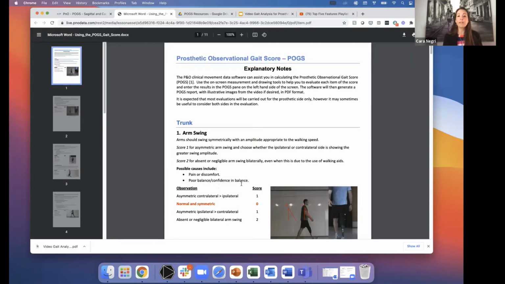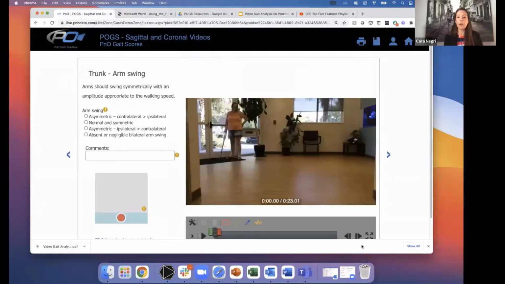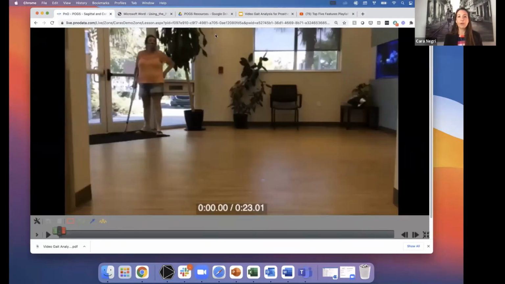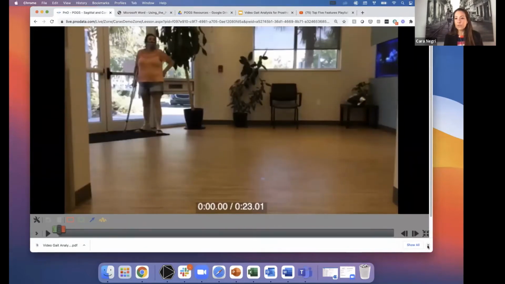So the notes lead you through that process of what you're looking at for each of these scores and why you would score something differently, and also some possible causes. I like to have these open because if I think that the patient is experiencing one of these possible causes, I can quickly copy and paste that into my notes section so that I have a good record of what I observed. So the first thing we're going to look at is our, and I'll put the video bigger so you can all see.